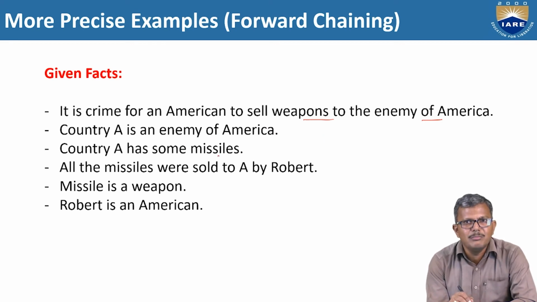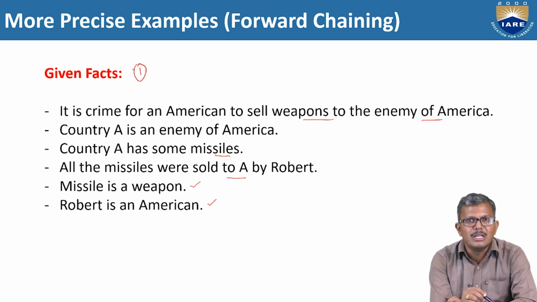Country A has some missiles. All the missiles were sold to A by robot. Missiles are nothing but weapons. Robot is an American. This is the knowledge we have identified from that particular paragraph. By taking the help of these facts, you need to prove that robot is a criminal. So how can we do it?